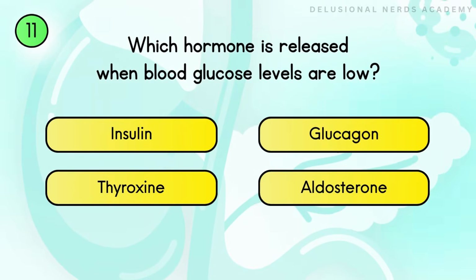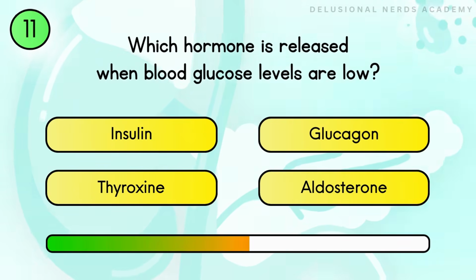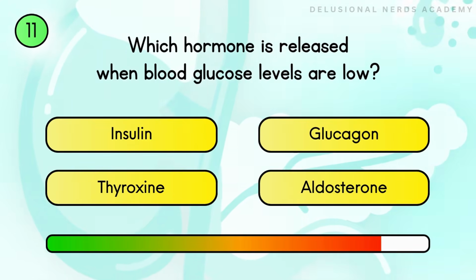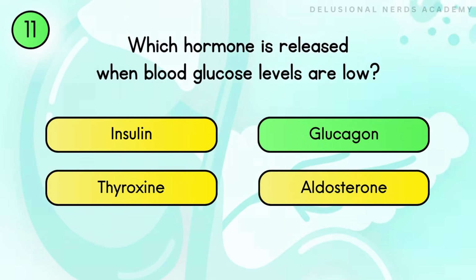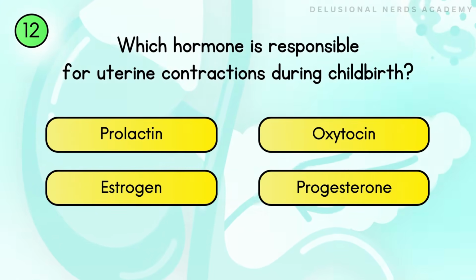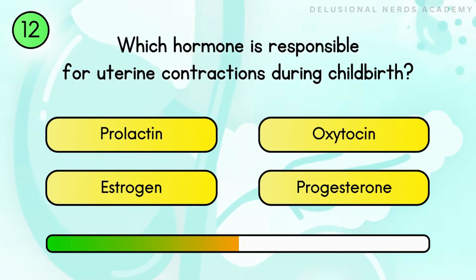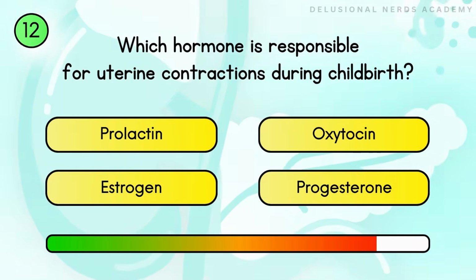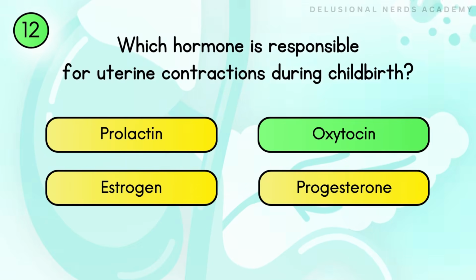Which hormone is released when blood glucose levels are low? Glucagon raises blood glucose by stimulating glycogen breakdown in the liver. Which hormone is responsible for uterine contractions during childbirth? Oxytocin stimulates strong uterine contractions during labor.